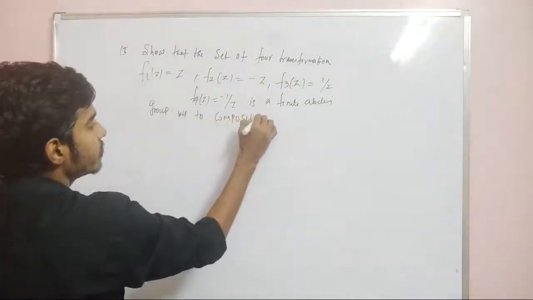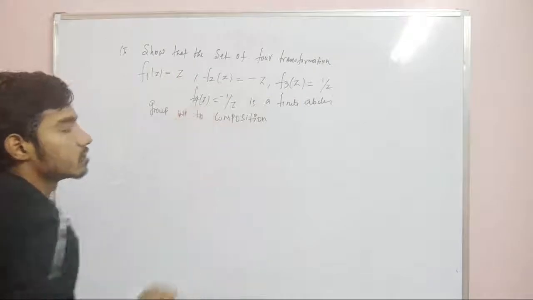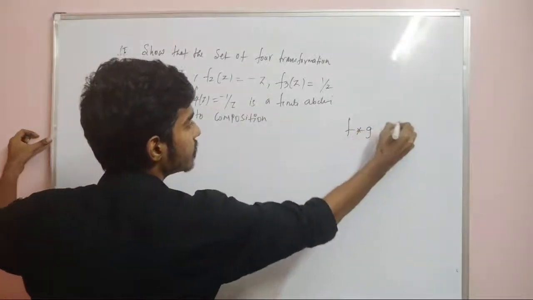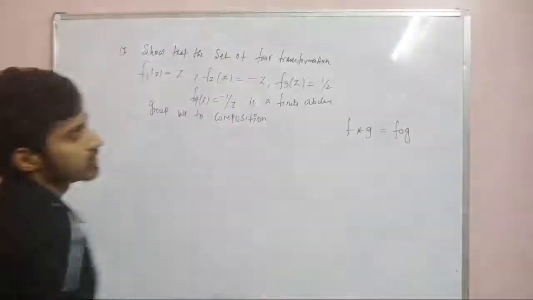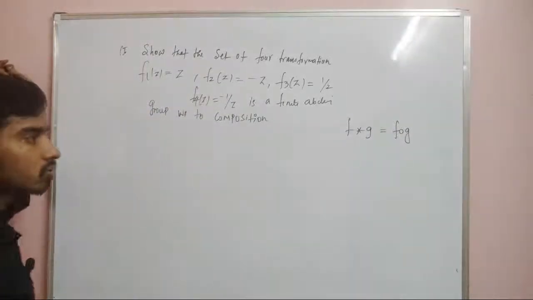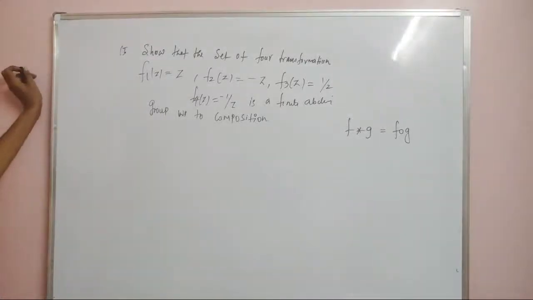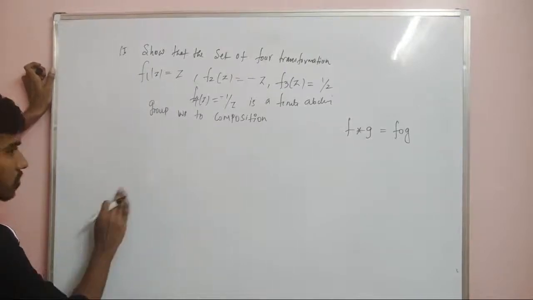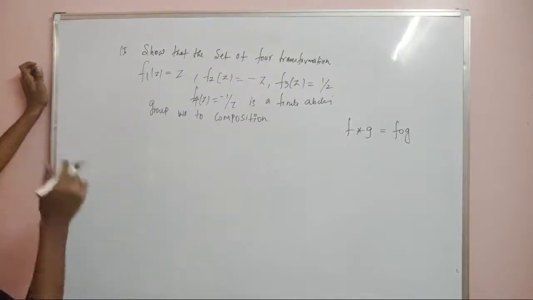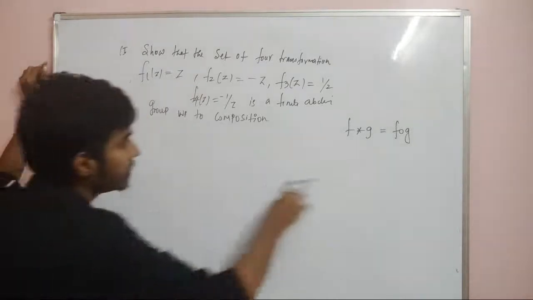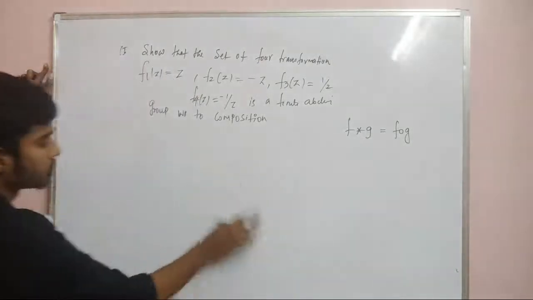This is the first time we are facing composition, right? So the operation is composition, that is f star g is equal to f composite g.